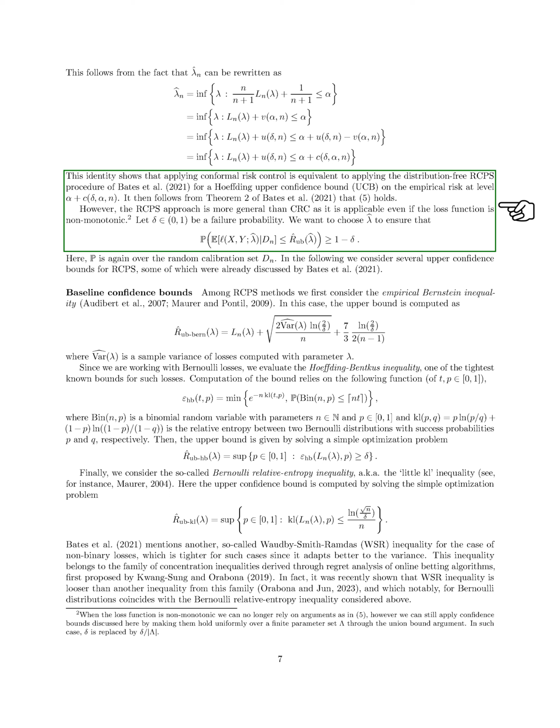We aim to select hat lambda to ensure that the loss L(x, y, hat lambda) is less than or equal to hat R_UB(hat lambda) with high probability over the calibration set D_n. We explore various upper confidence bounds for RCPS, including the empirical Bernstein inequality and the Bernoulli relative entropy inequality. Additionally, we discuss the Waudby-Smith-Ramdas (WSR) inequality for non-binary losses, which is more suitable for such cases due to its better adaptation to variance. When it comes to calibrating the match function, we face challenges in determining if two responses to a query are the same.